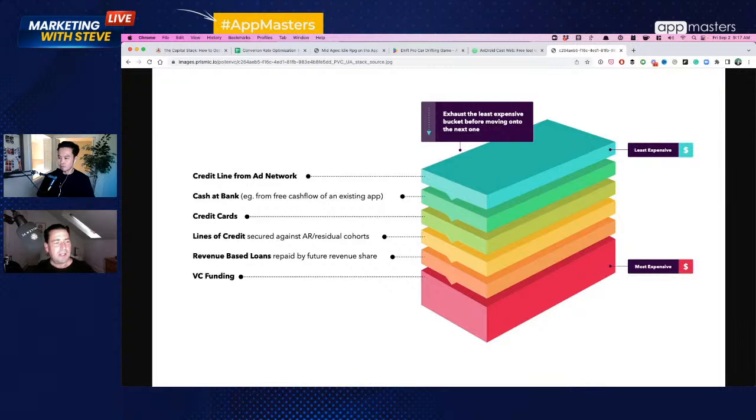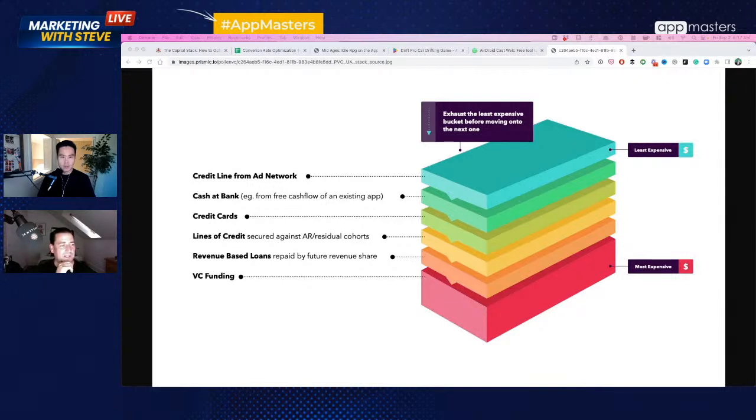The second is what we call residual cohorts. The way to think about it is, if you press stop on all your user acquisition today, how long does it take for all, or most, of your users to come out of the app or stop paying? So it's this long tail, and you can borrow into the long tail. Below that, you get to the next option, more expensive and slightly higher risk.